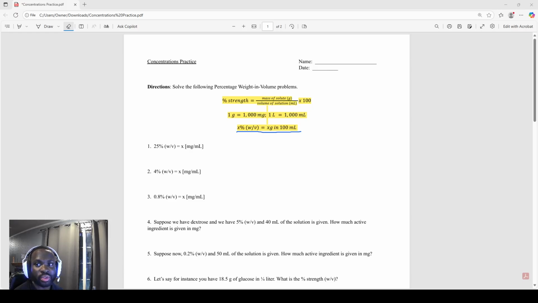Hello, afternoon. So we're gonna go over this concentrations worksheet together. By the end of this, you should be familiar with solving weight and volume problems, volume and volume problems, weight and weight problems, which you will then be assessed, and then quizzed on. So fair warning, there's gonna be a bit of algebra moving forward, but let's just dive in.